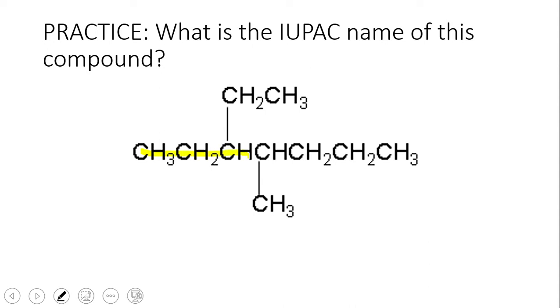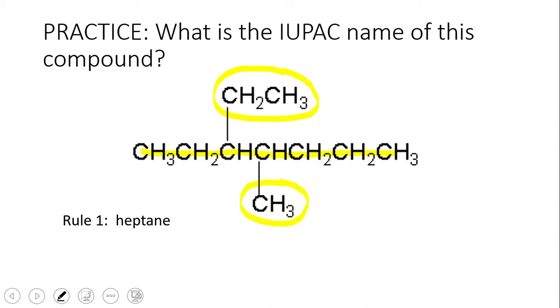1, 2, 3, 4, 5, 6, 7. So that means that the parent name, according to rule number 1 here, is heptane for 7 carbons. Now we had to identify the other chains as substituents. So we have a 2-carbon substituent here and a 1-carbon substituent here.